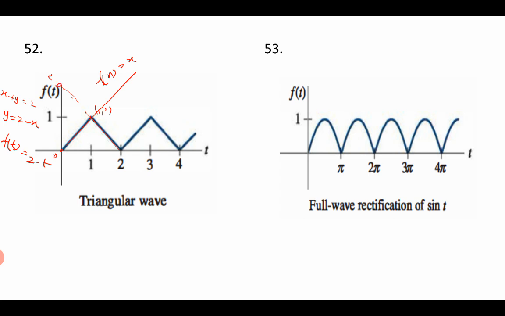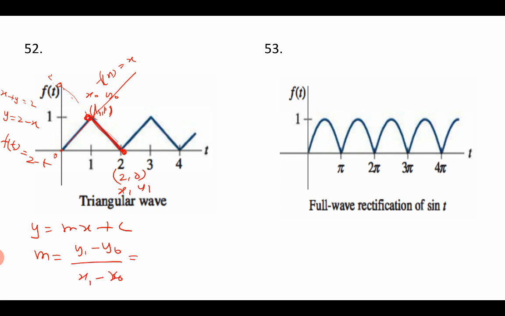Otherwise there is another way to find the second equation, this line. See, this point is (1, 1), we call it (x0, y0), and this point is (2, 0), we call it (x1, y1). So the equation of the straight line is y = mx + c, where the slope is (y1 - y0) divided by (x1 - x0). Use the values here, you will get m = -1.